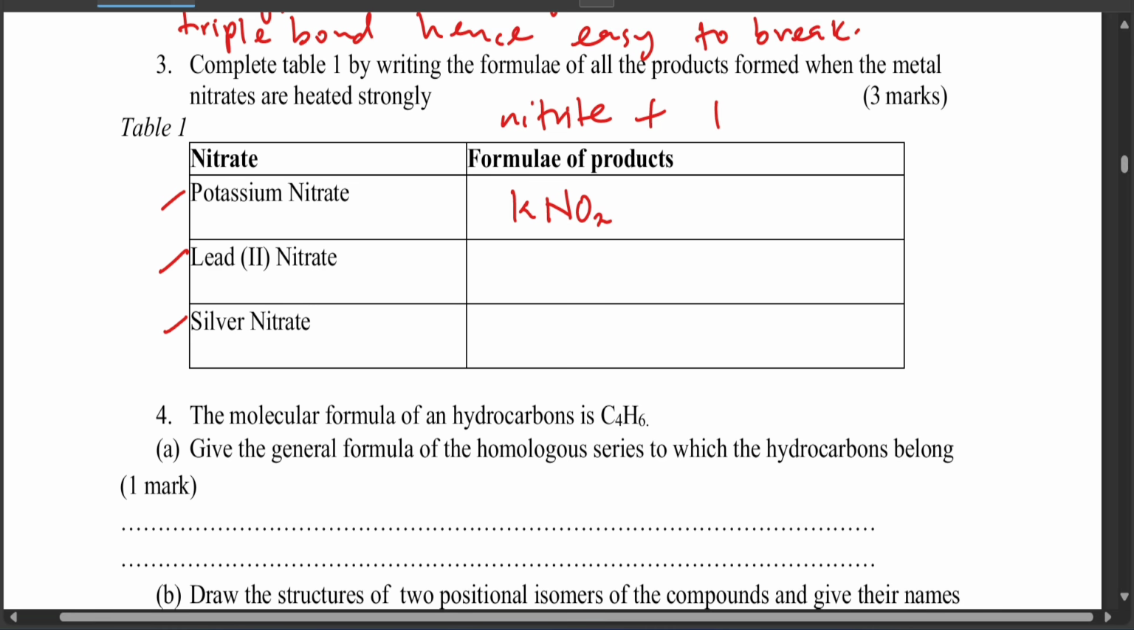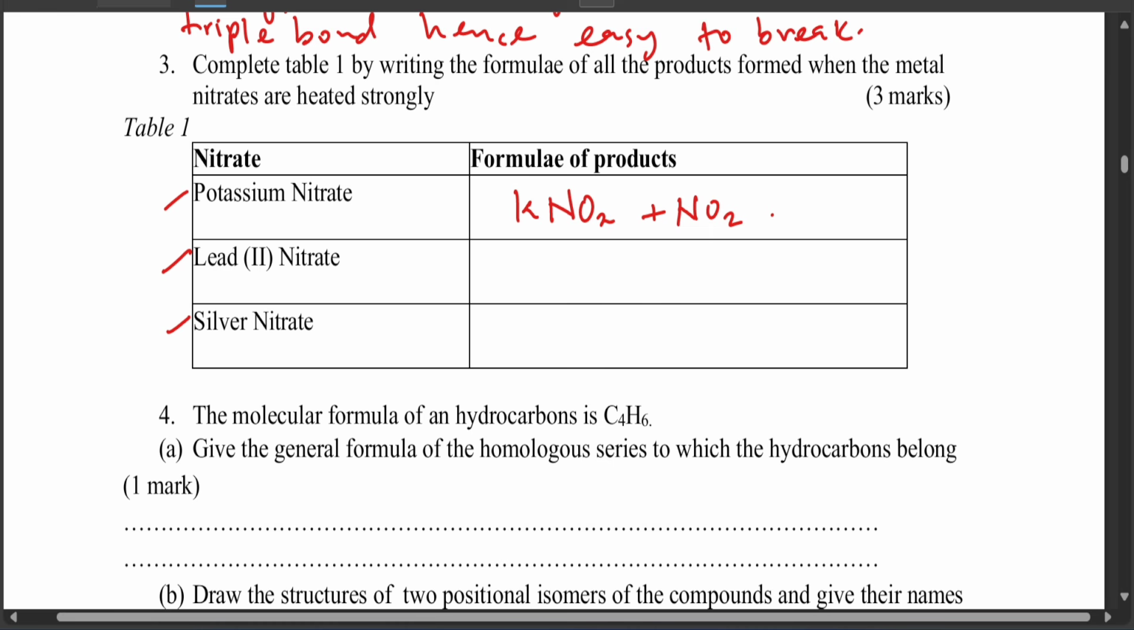Okay, KNO2. Remember that NO2 has a charge of -1, while the potassium has a charge of +1. So the 1 will take the 1 and gives you KNO2 plus nitrogen dioxide. Remember, you're writing the formula and not the word equation.